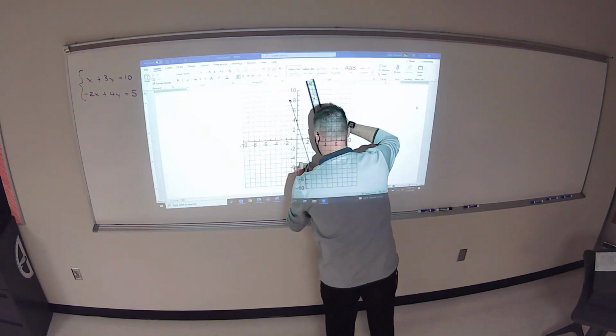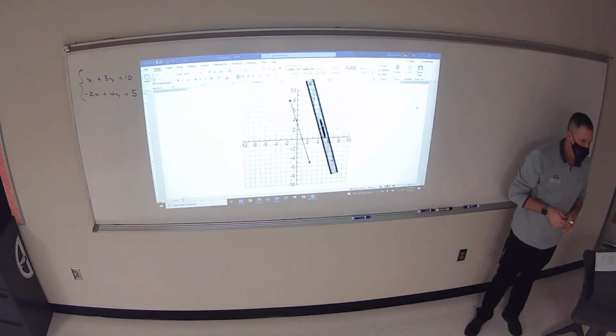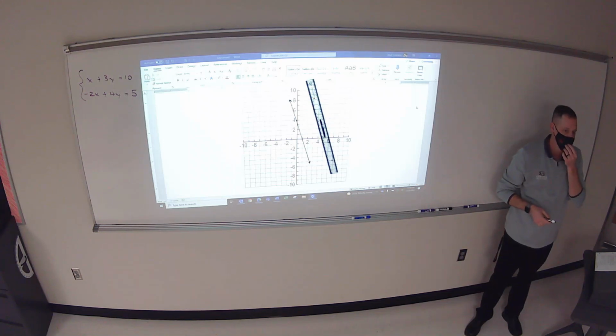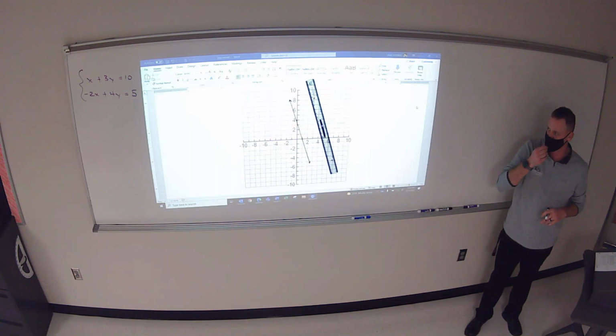So for problem number 4, this is what your graph should end up looking like. And if you don't have the arrows, what happens? Then it is wrong. Okay, because remember, we're not talking about a story problem here where you can't have negative x's and y's. Everything in this problem works.